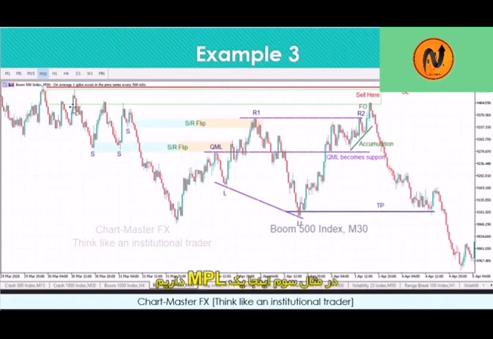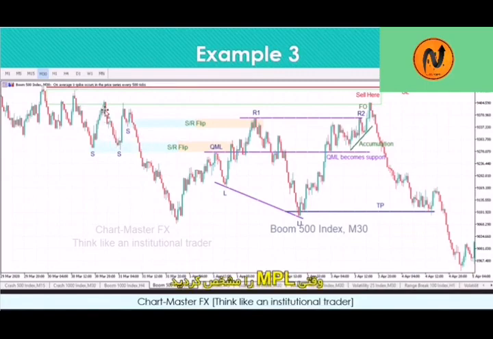In example number 3, guys, you can see that we have an MPL here. Go and check the MPL module. Go and check the MPL journal. You need to know what type of MPL this one is. Guys, you need to know these types of MPLs so that you can trade them successfully.